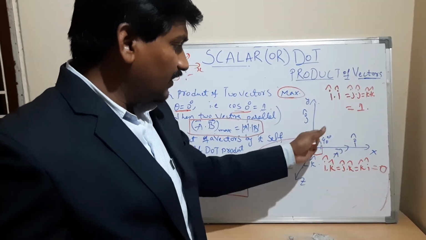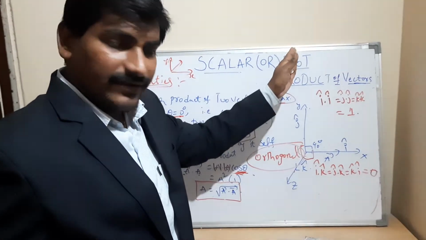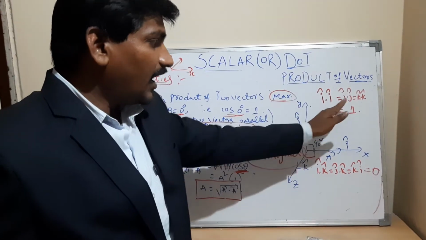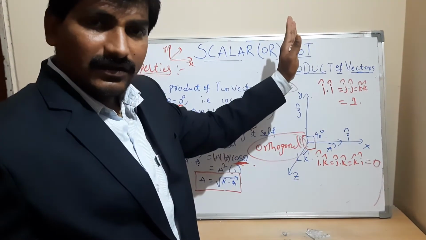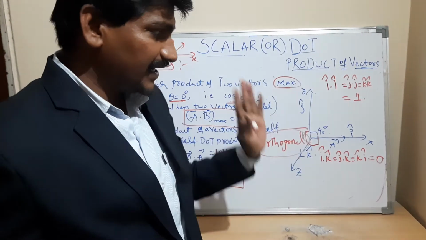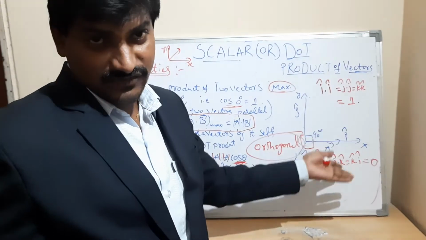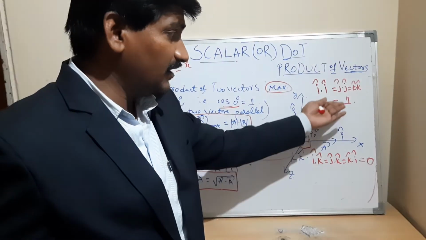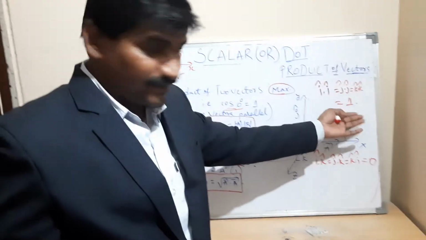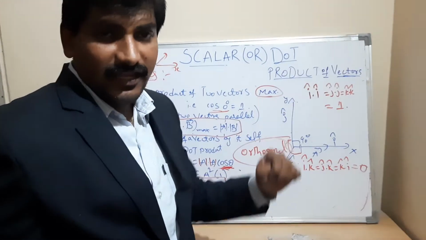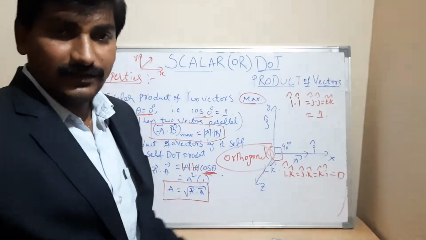In the same way, for the j vector in the direction of j, nothing but the y-axis, another vector is acting along the j direction or parallel to the j direction. Then the product of those two, since obviously the magnitude is 1 as it is a unit vector, gives us 1. In the same way, k dot k also gives 1.